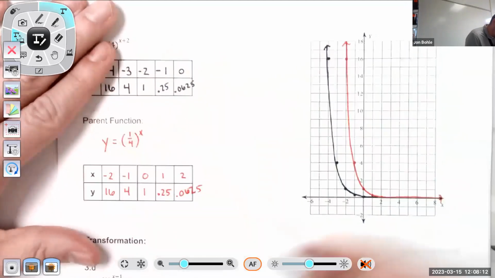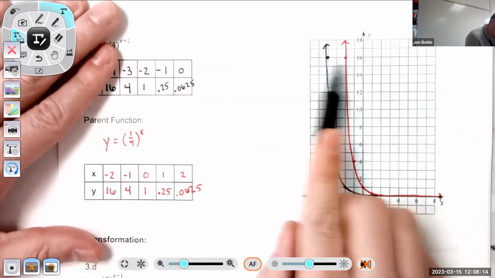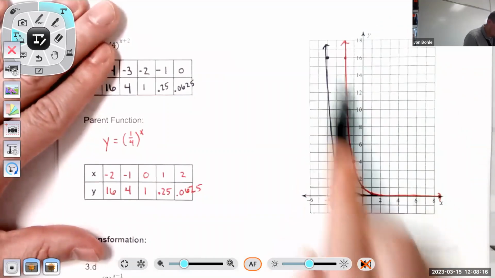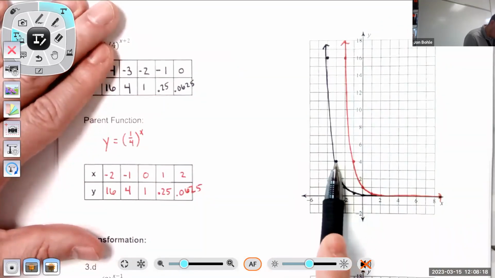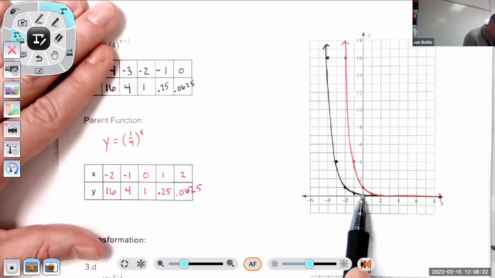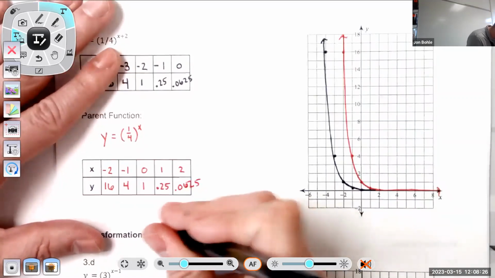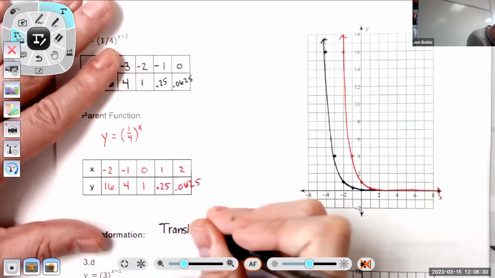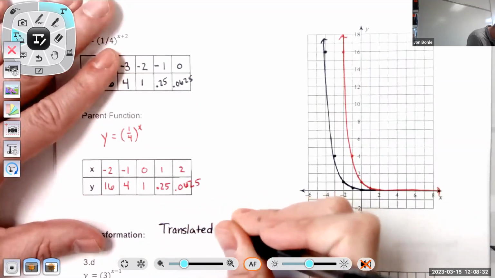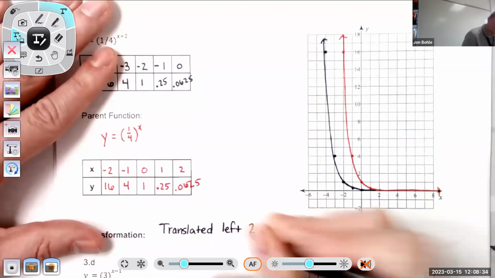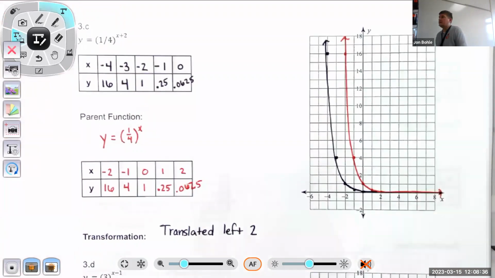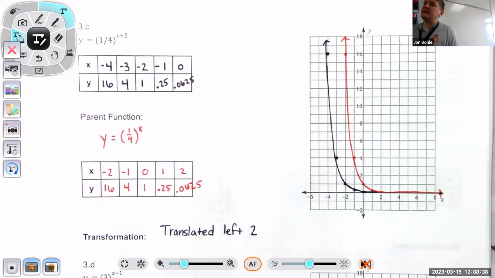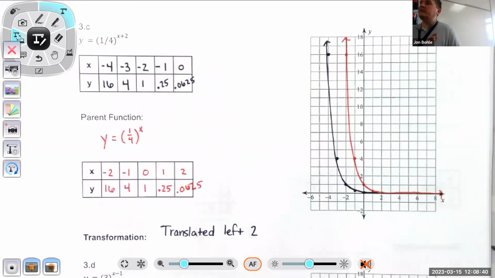I heard somebody say it. Look at all these dots. 1, 2, left 2. This dot, 1, 2. This one, 1, 2, left 2. This one, 1, 2. And then this one, 1, 2. They are all being translated left 2. Every dot is in the same spot as the other graph. It's just being moved to the left 2.